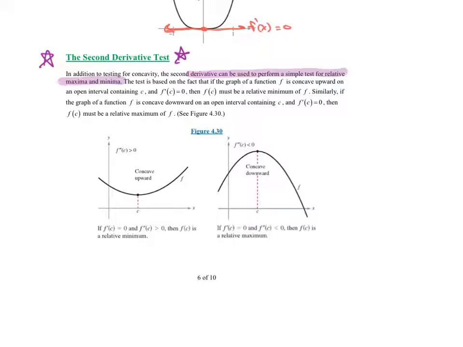So it says the test is based on the fact that if the graph of a function f is concave up on an open interval containing c, and f prime of c equals 0, in other words, the derivative was equal to 0, this is a critical value. So if you have a critical value at a point and you're concave up at that point, it is a minimum. Likewise, if you have a critical value and you're concave down at that point, then that point must be a maximum.